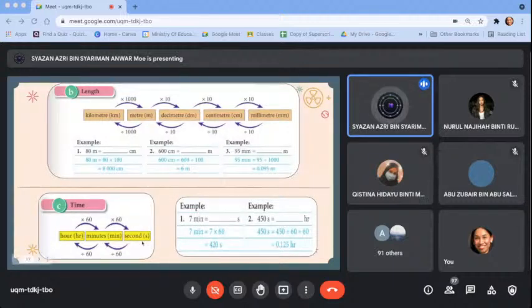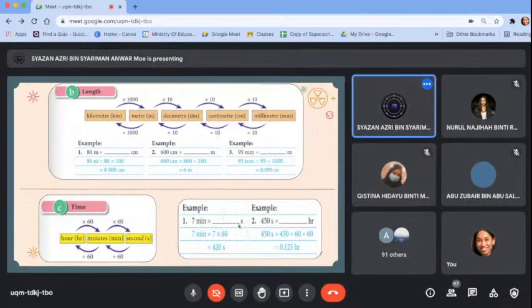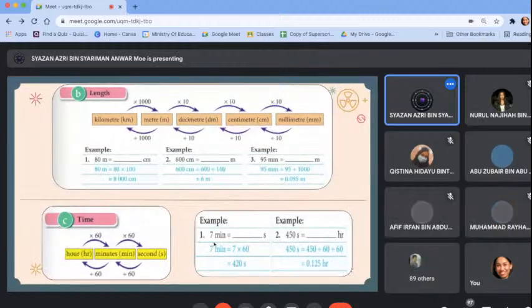Okay, so for example here, we have 7 minutes. We need to convert it into seconds. Minute is larger than seconds, so we need to multiply it by 60. So 60 times 7 is 420 seconds.